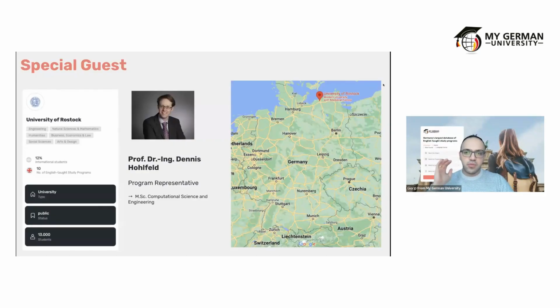Now we are moving to the very northern part of Germany. You can see also on the map. It's the University of Rostock. And our guest, Professor Dr. Dennis Hohlveld, he will now introduce to you a study program called Master of Science, Computational Science and Engineering.